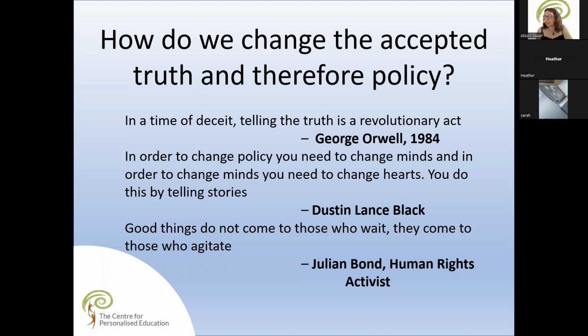He's a massive campaigner in gay rights. "In order to change policy, you need to change minds, and in order to change minds, you need to change hearts, and you do this by telling stories." That's really true. So our stories have to be out there. We have to tell people stories, because they will connect with stories in a way that they don't connect with, I don't know, an academic paper or something like that. And Julian Bond, a human rights activist: "Good things do not come to those who wait, they come to those who agitate." You'll have heard that before.